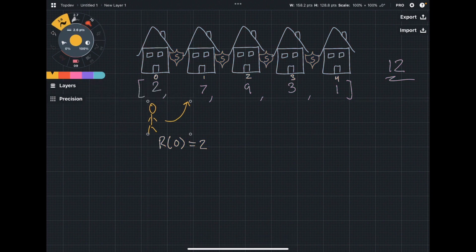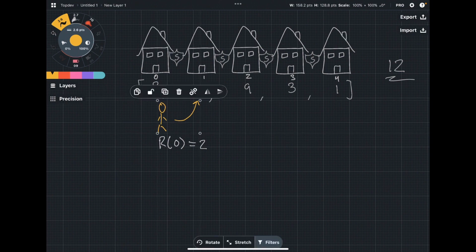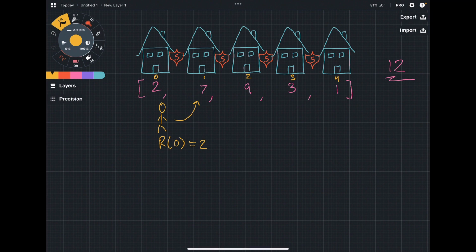How about if I move over? He goes and walks down the street, and now he says, I can rob either house 0 or I can rob house 1. I can't rob both of them because I know there's a security system right there. And if I rob both of them, I'm going to jail. But if I rob one of them, I'll be good.